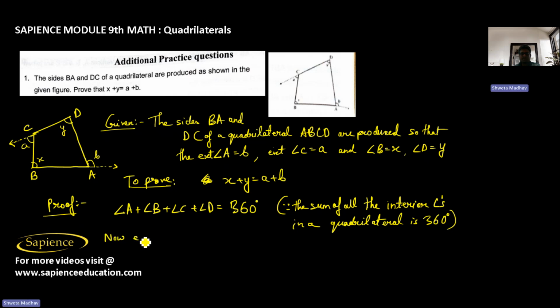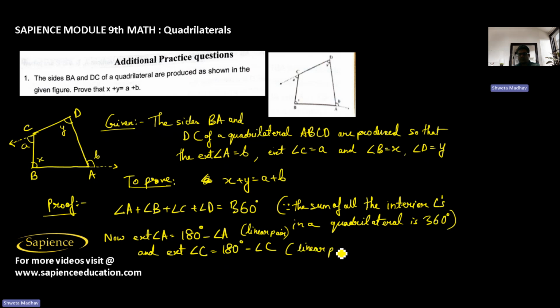Now, the exterior angle A is equal to 180 degrees minus angle A. The exterior angle C is equal to 180 degrees minus angle C. This is from the linear pair. The interior angle and the exterior angle will always form a linear pair, so their sum will always be 180 degrees.